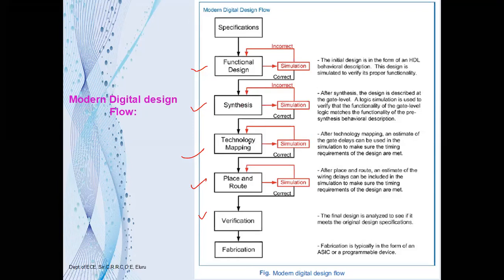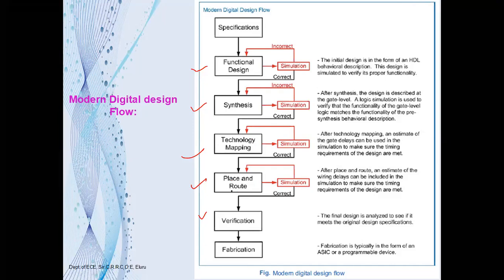And then at the technology level, again we will select the type of technology. There are specified technologies in the hardware description language. We will choose one technology mapping, and again there is a possibility for simulation to check whether the technology mapping is done correctly or not. And once the technology is done, then we will go for the place and route.